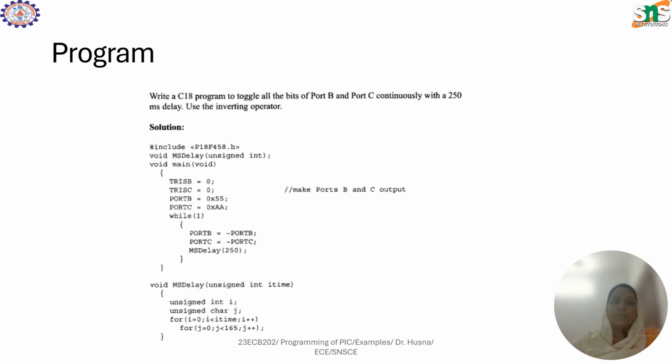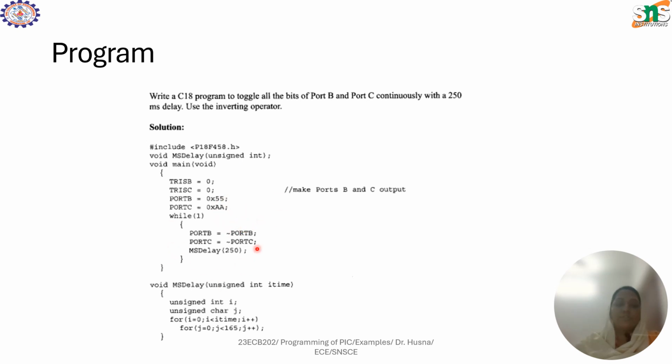In the next program, it is used for toggling the bits of port B and port C continuously every 250 milliseconds. So initially we have to toggle the value. I have assigned the value of port B and port C. Port B is 0x55, that means 0101, and then the other 5 is also 0101, so you get 0101 0101. And for A it is 1010 1010.